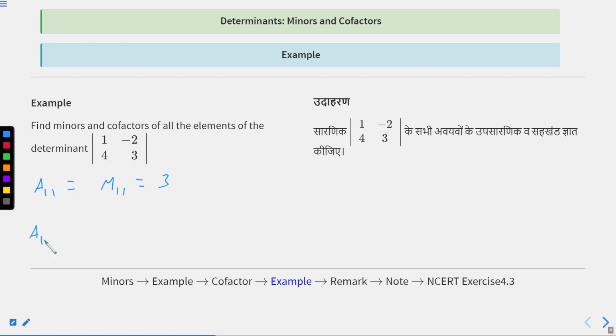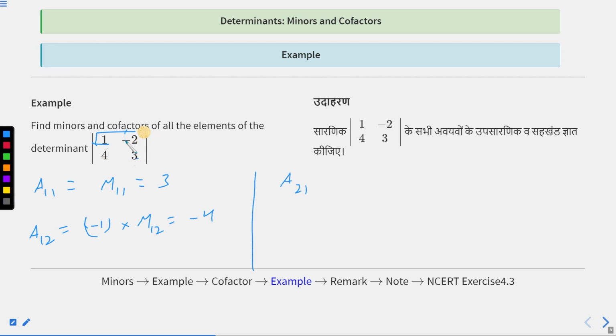What about A12? A12 will be minus 1 to the power 3, so it will be minus 1, multiplied with M12. M12 means eliminate first row and second column. What entry are you left with? 4. So minus of 4.